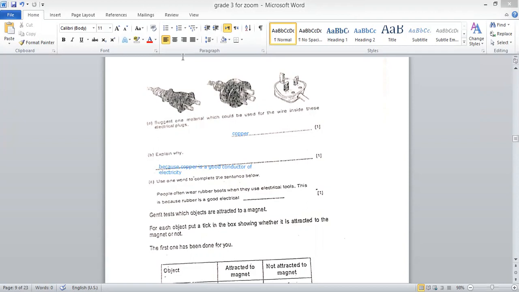Use one word to complete the sentence below. People often wear rubber boots when they use electrical tools. This is because rubber is a good electrical insulator.